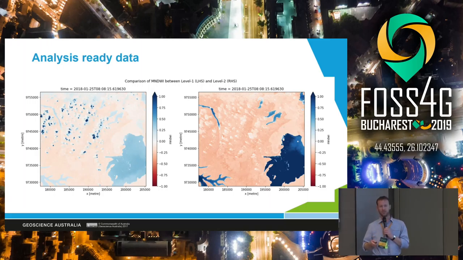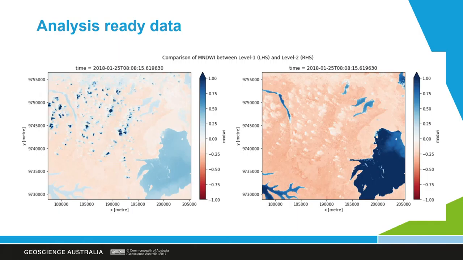And when we talk about data, we talk about analysis-ready data, which is a term that means a lot of different things to a lot of different people. But this image demonstrates the need for analysis-ready data. On the left, we have a Landsat Level 1 product, and we have a Level 2 or analysis-ready product on the right. The Level 2 data has had things like the atmosphere removed, which means that you can compare a single pixel over time, and it's going to be consistent.